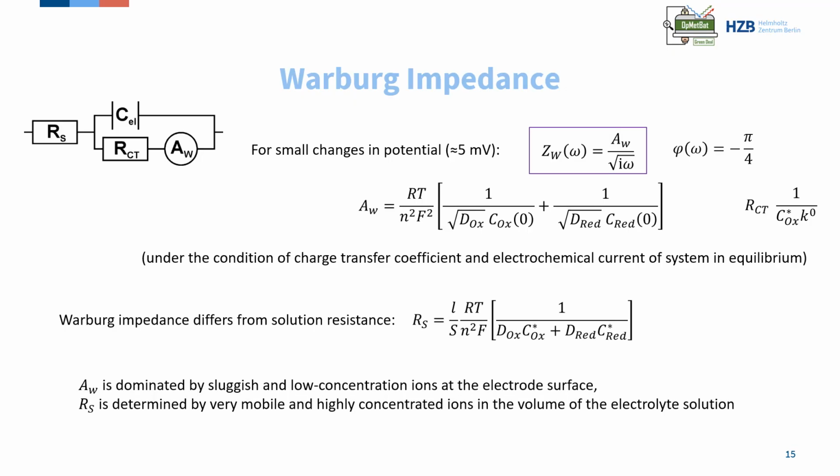It is also important to note that the Warburg impedance differs from the solution resistance. When comparing both expressions, the behavior according to diffusion is different. This means that the electrode surface is dominated by ions with low diffusion coefficient and low concentration, while the volume of the electrolyte solution is dominated by very mobile ions with high diffusion coefficient and highly concentrated.